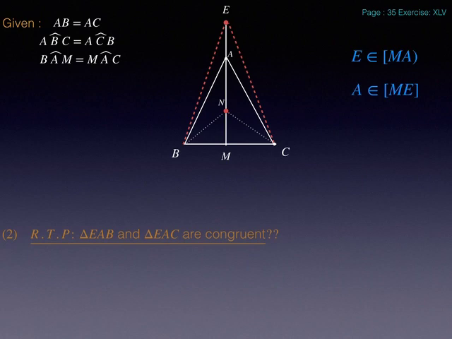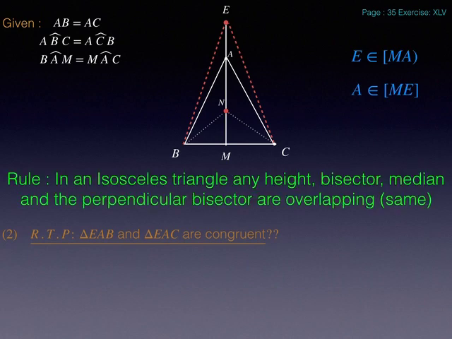But before proving these two triangles congruent, let me remark on a new rule. It says that in any isosceles triangle, the heights inside this triangle, bisectors, medians (we will talk about later), and the perpendicular bisectors are overlapping. Overlapping means that they are the same. So inside any isosceles triangle, the height is also the perpendicular bisector, is also the bisector, and vice versa.